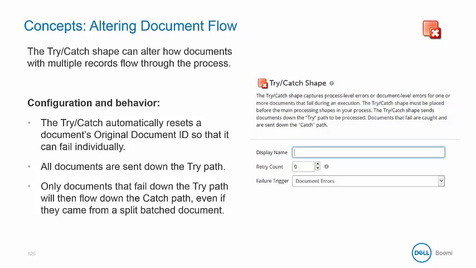Now, if you want an alternative to the one fails, all fails with split documents, because you might bring in a document containing multiple records, then you can use a try-catch shape. Try-catch is typically used in error handling, and we do cover this in Developer 2. But we bring it up here because the try-catch automatically resets the original document ID of each document to a unique ID. And it does this so that each document can fail individually. There's no other shape or strategy you can use to reset the ID, only the try-catch.